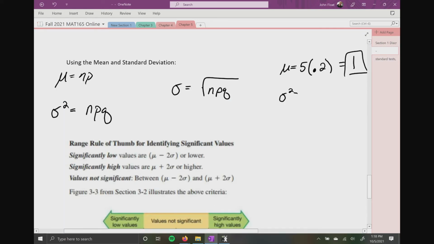Now, the variance will be 5 times 0.2 times 0.8. So our variance is going to equal 5 times 0.2 times 0.8.